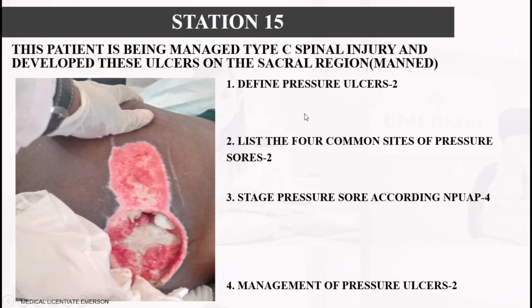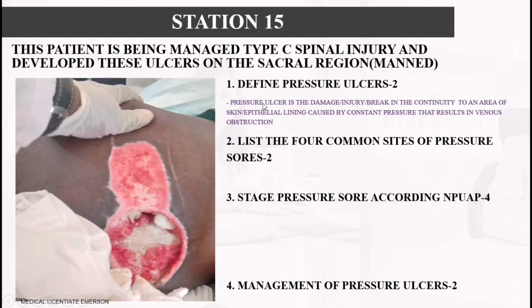Okay, so define pressure ulcers, the definition. So a pressure ulcer is the damage or injury or break in the continuity to an area of skin or epithelial lining caused by constant pressure that results in venous obstruction. List the 4 common sites of pressure ulcers. So we have buttocks, sacral region, coccyx, elbow, shoulders, head sides such as the lateral aspects. So these are some of the common sites. So you can just pick 4.